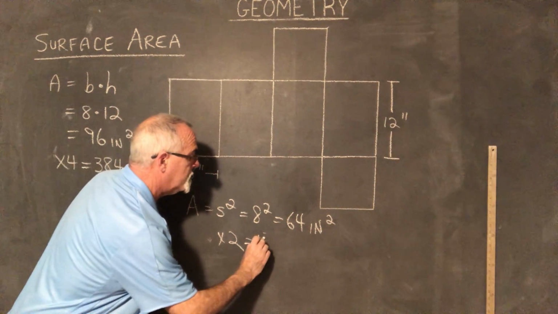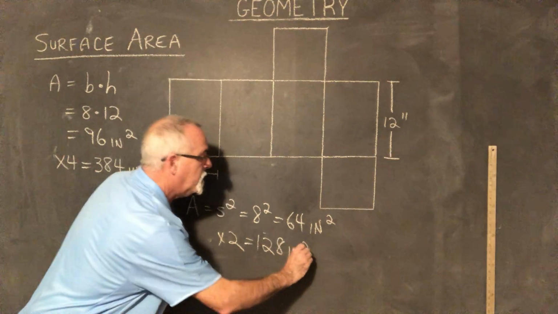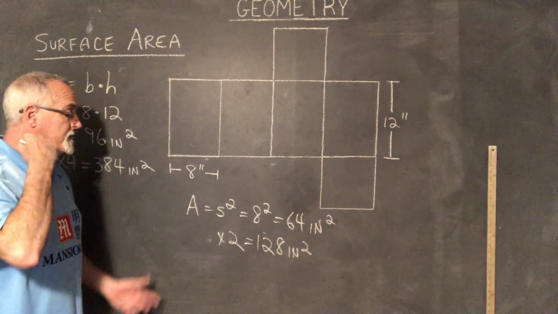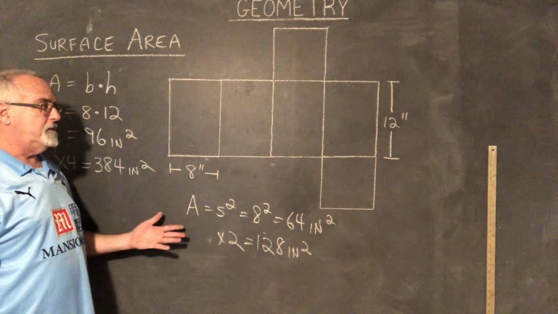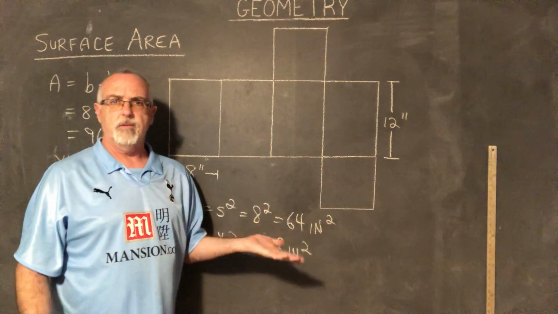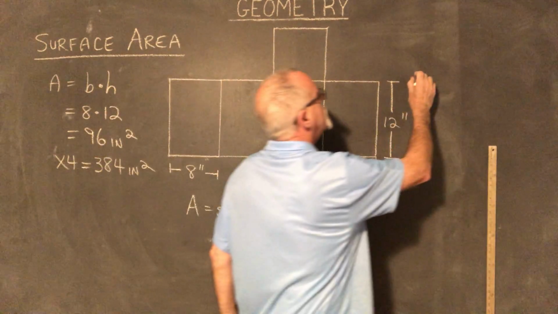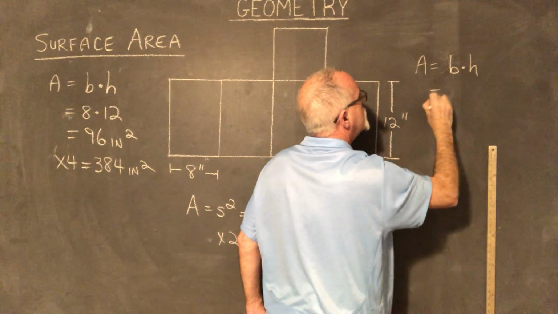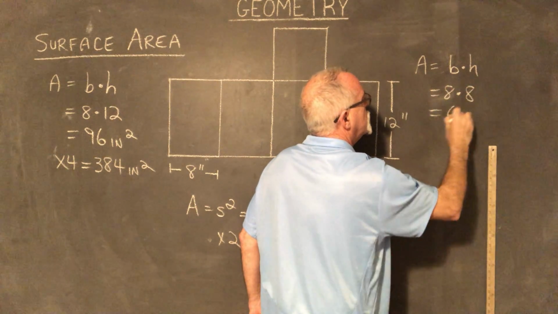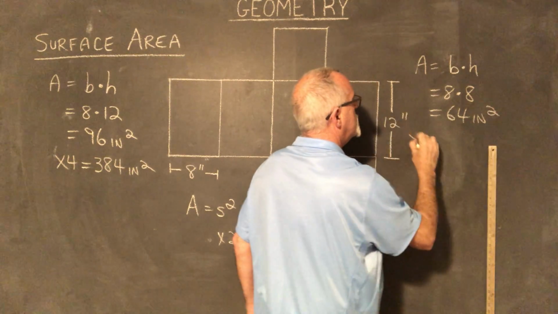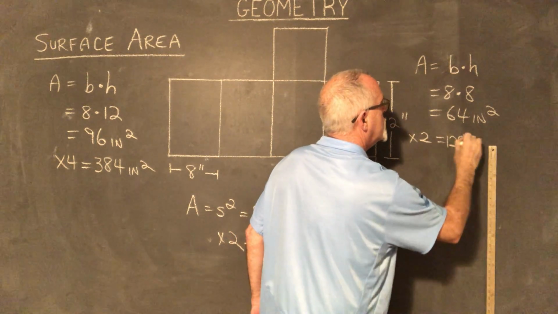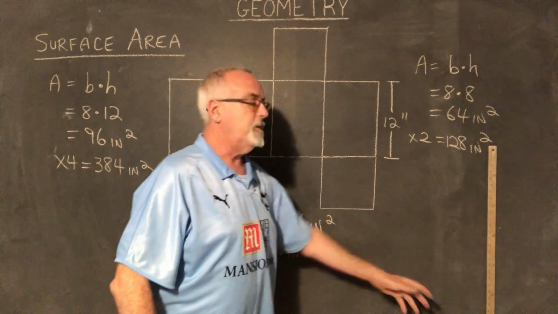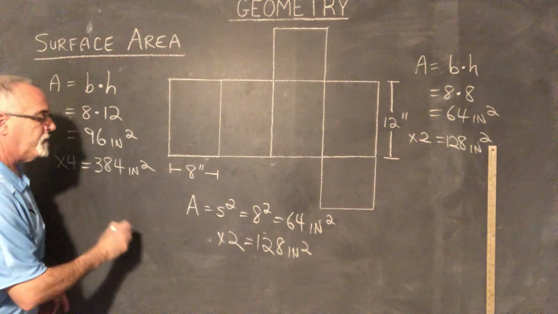Times 2 equals 128 square inches. Okay, so we add 128 and 384, and we're going to have the surface area of this cardboard box that we visualized. But we also could just use the area of a rectangle formula for these squares if we really wanted to. Area equals length times width, which in this case is 8 times 8. So yes, of course, it's the same answer. 64 square inches times 2 equals 128 square inches. Either way, whether we use the area of a square formula or the area of a rectangle formula for those 2 squares, we are adding 384 and 128.